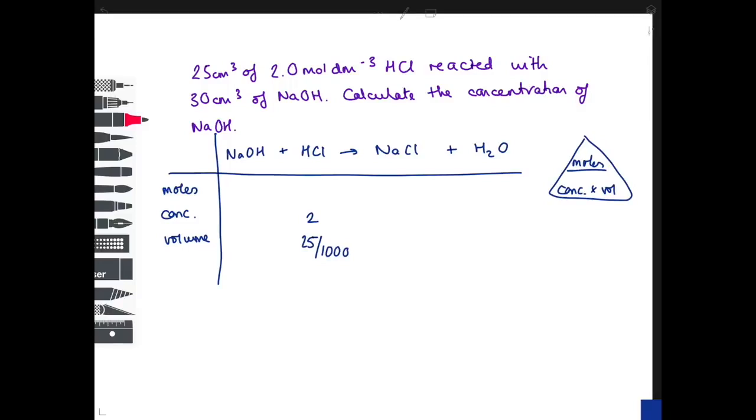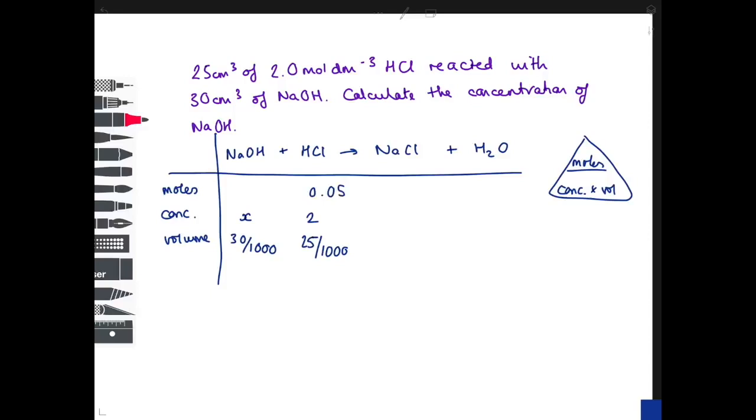We know the volume of sodium hydroxide is 30, so I'm going to do the same here. Make sure I've divided it by 1,000 in order to account for the fact it needs to be in decimeters cubed. And then we're looking for the unknown concentration of sodium hydroxide. So the moles is concentration times volume. I can see that from the formula triangle. So let's work out the number of moles of hydrochloric acid. So 25 divided by 1,000 times 2, which is 0.05.